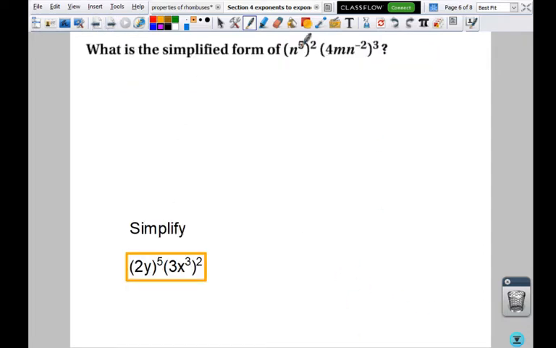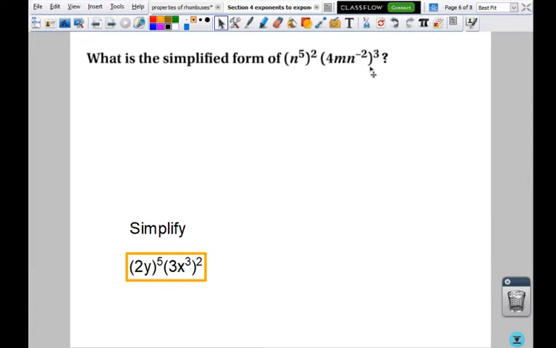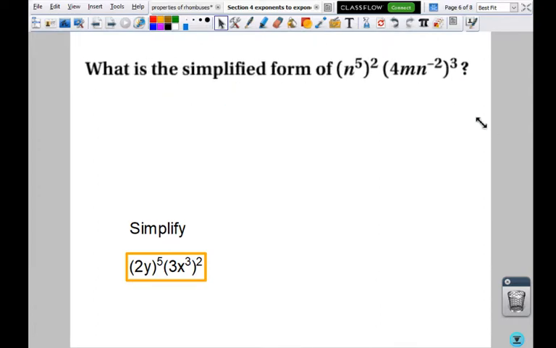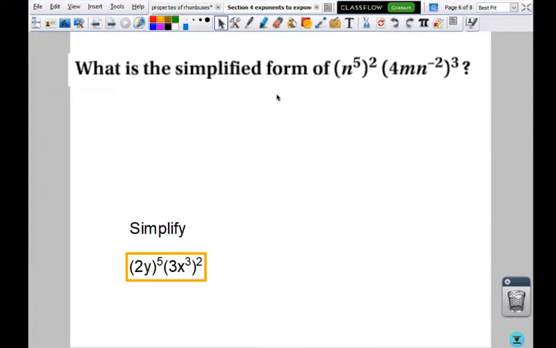Alright, so on this last one, we're just about done. It's basically the same thing we've done before, but this time we are making a really long problem. We're going to find the simplified form of parentheses to the 5th, and then to the 2nd power, and then the second parenthesis, 4m n^-2 to the 3rd power. It's not any different, we just have a lot more steps. I'm going to make this a little bigger so it's easier to work with.